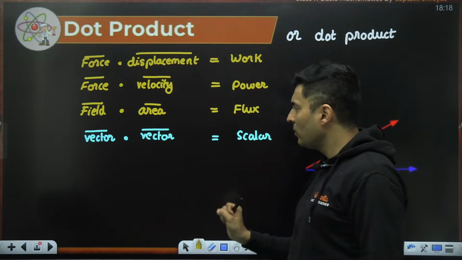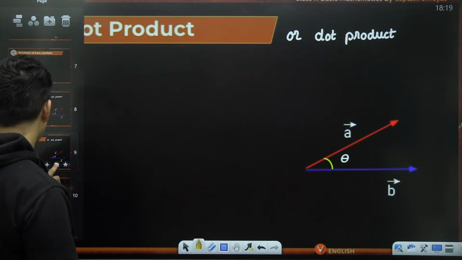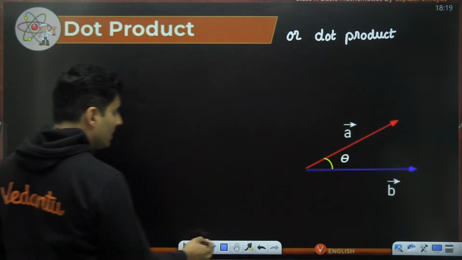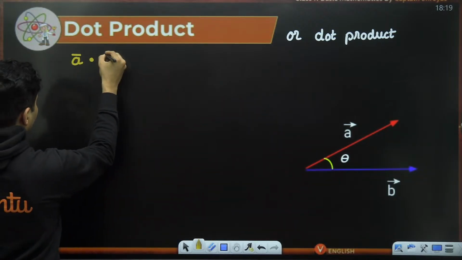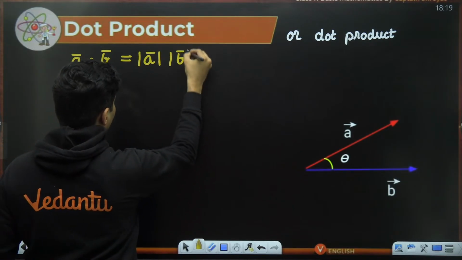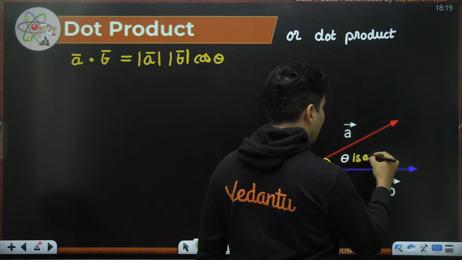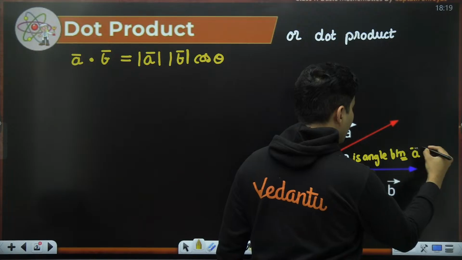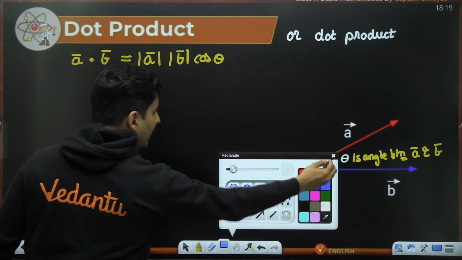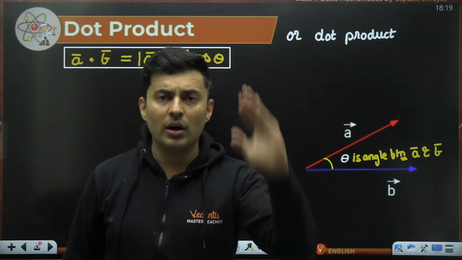How do I know what is the value, or how do I perform this operation? Observe it carefully. How do you perform the dot product? You have one vector here, another vector over here, and I want to know the dot product of them. If I do A vector dot B vector, the outcome is: take the magnitude of the first vector, take the magnitude of the second vector, and multiply it with cos of the angle between the two vectors. Theta is the angle between A vector and B vector. Then you will get the dot product of those two vectors. That's how simply it has been defined. A dot B is nothing but AB cos theta.